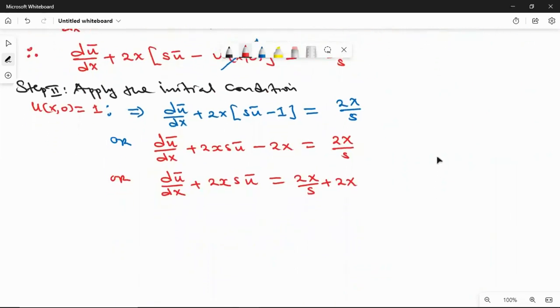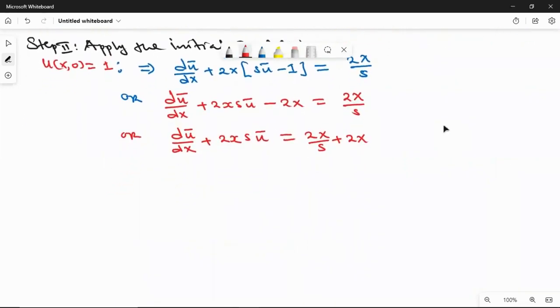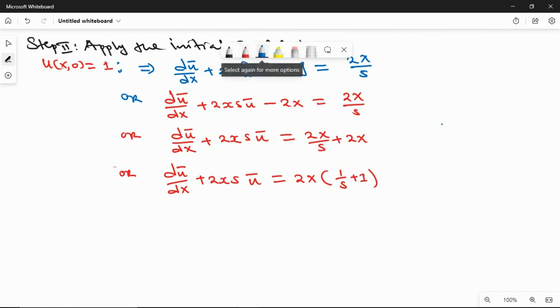Look at the right-hand side, 2x is common. That can be factored out, so that we are going to get du bar/dx plus 2x s u bar is equal to 2x outside into 1 over s plus 1. That's what we have. Now look at this equation.